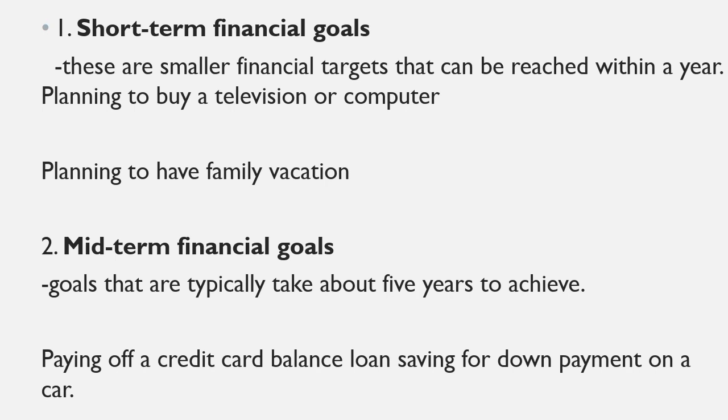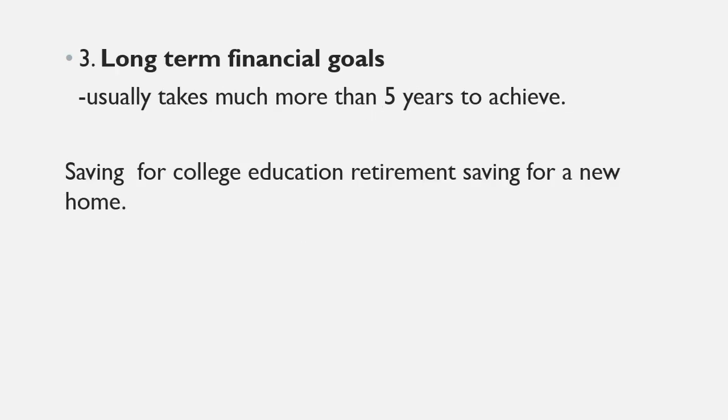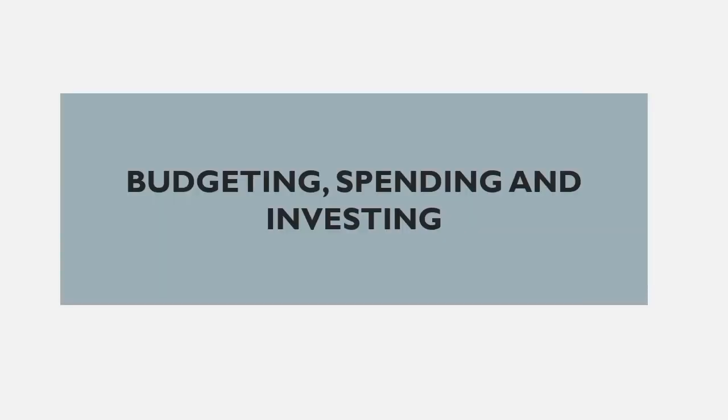Third is long-term financial goals. These usually take much more than 5 years to achieve. Example, saving for college education, retirement, or saving for a new home. So now let's proceed to budgeting, spending, and investing.